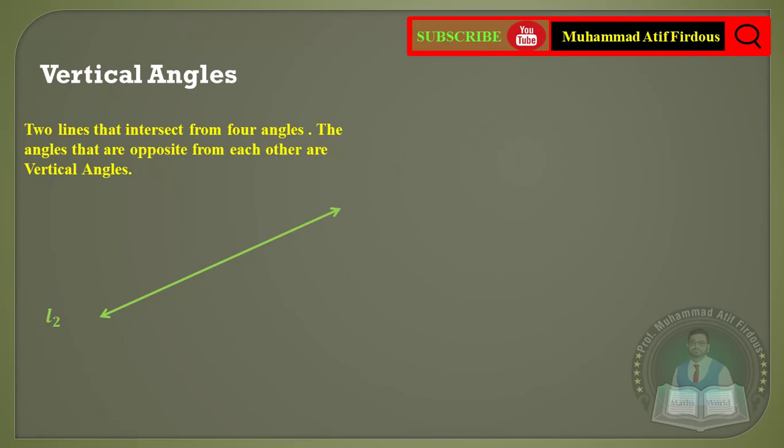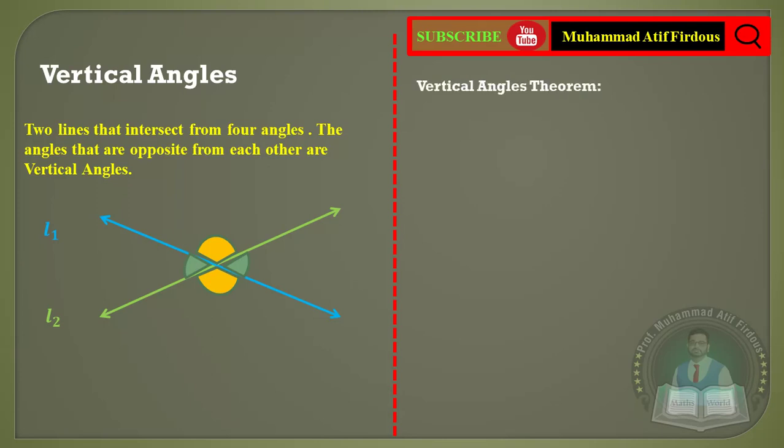You can say that suppose you have your L1, L2 lines and the angles between them, like the orange and green one. They are called vertical angles. Now, the vertical angle theorem states that vertical angles are always congruent.